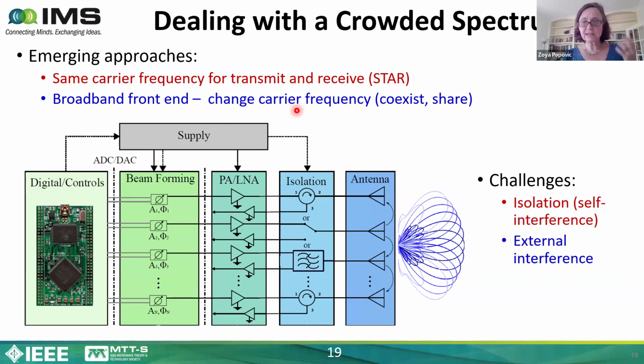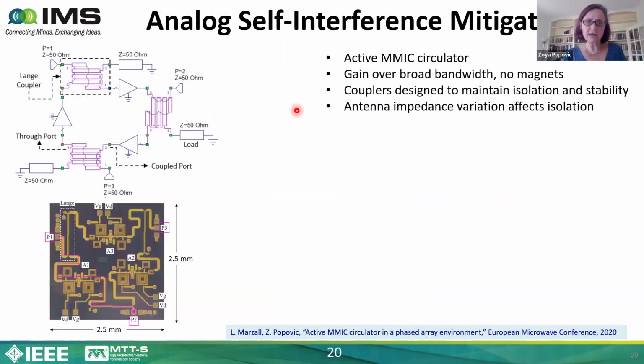And the challenges are isolation. That's between yourself and your transmitter and your receiver. That's called self-interference when you're simultaneously transmitting and receiving. And external, when you're broadband, a lot of other signals can come in, whether they're jammers on purpose or just interference. So dealing with that is hard.